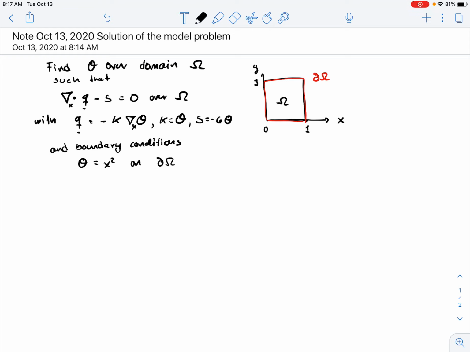I need to find theta defined over the entire domain that satisfies that, and I need boundary conditions. To make it simpler, I'm just going to have a purely Dirichlet problem, so all the boundaries have essential boundary conditions, just because I want to avoid calculating integrals over the boundary for now. So that's the problem that I need to solve. This is a well-defined boundary value problem. How do we solve this with FE? The first question would be to get the weak form.